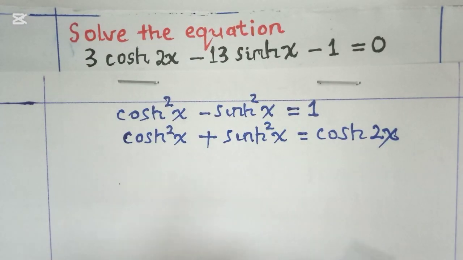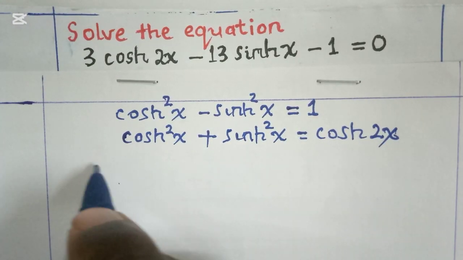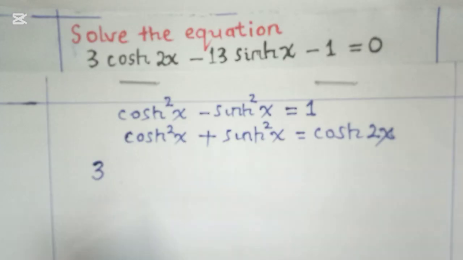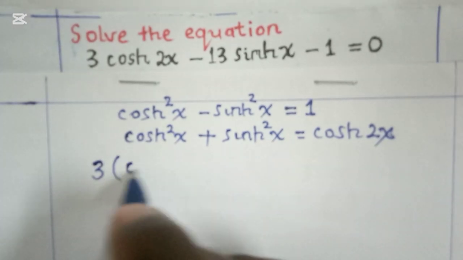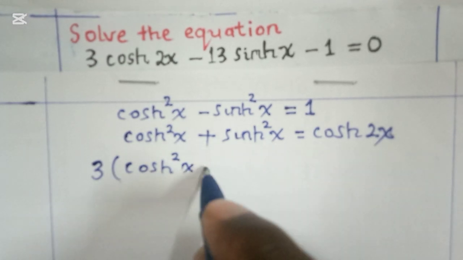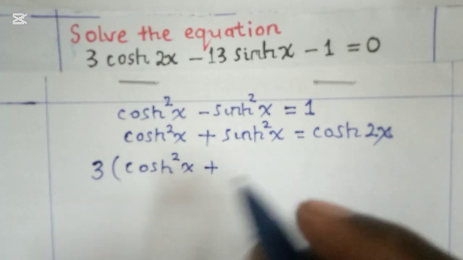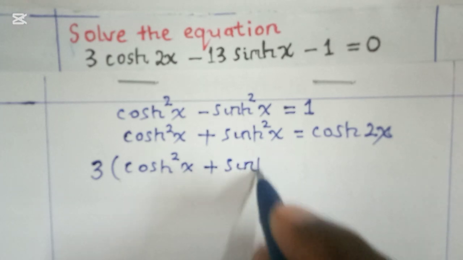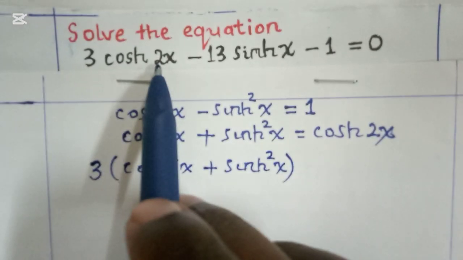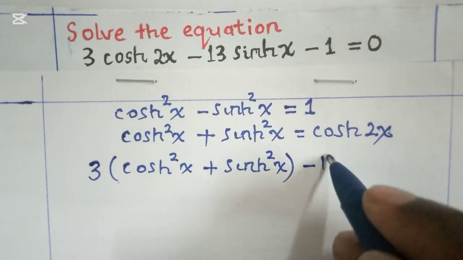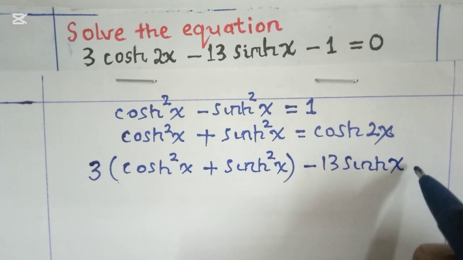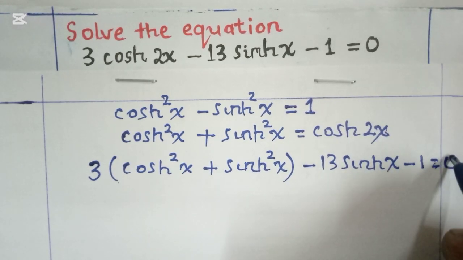So now, guys, we use those two equations to replace our cosh 2x. So I'll come and write the equation now. 3, instead of writing cosh 2x, I will write cosh squared x plus sinh squared x, like that. Minus 13 sinh x minus 1. This one is 0, like that.